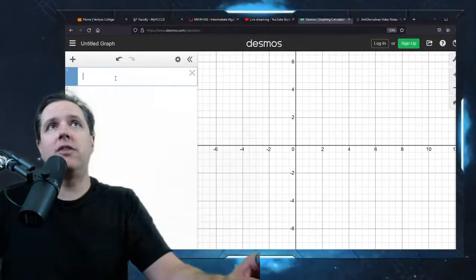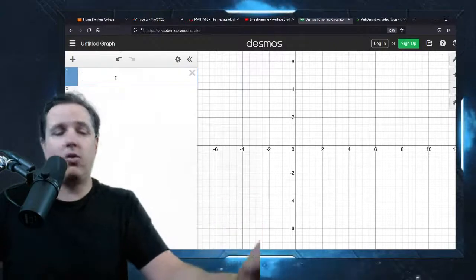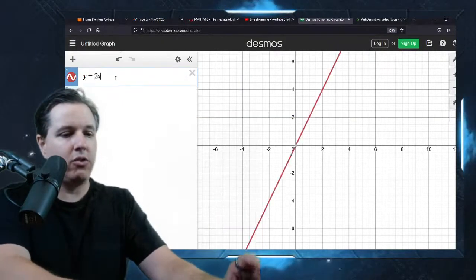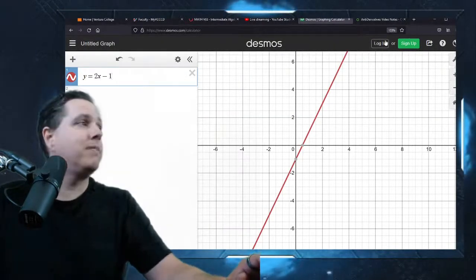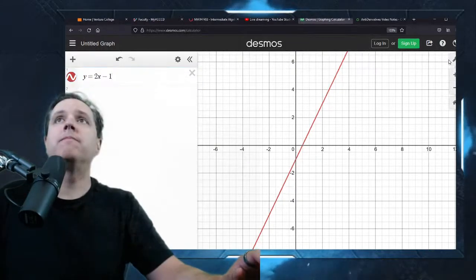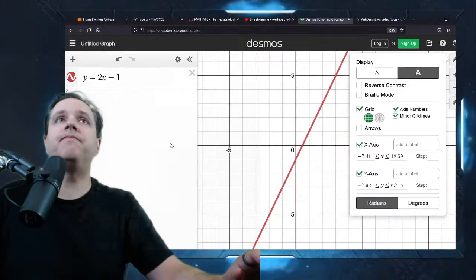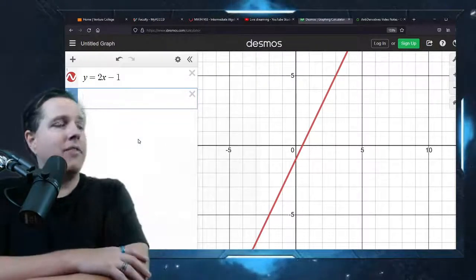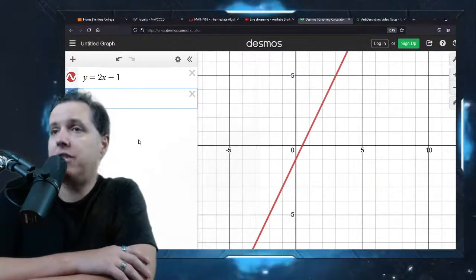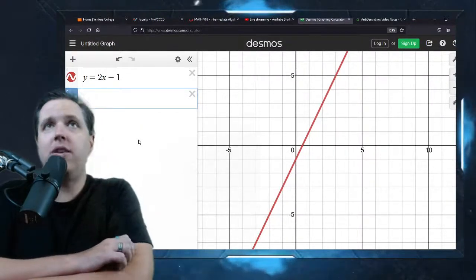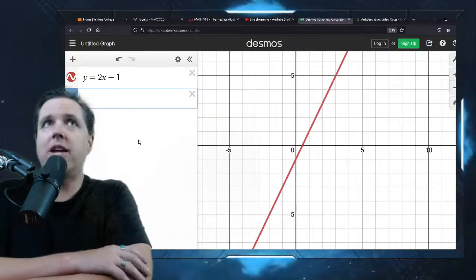So let's remind ourselves what even a solution to one equation is. Let's take y equals 2x minus 1. So there's a line. We have a linear equation here, and it graphs as a line. You remember how to graph these, hopefully. You've got your slope and your intercept and all that kind of stuff.